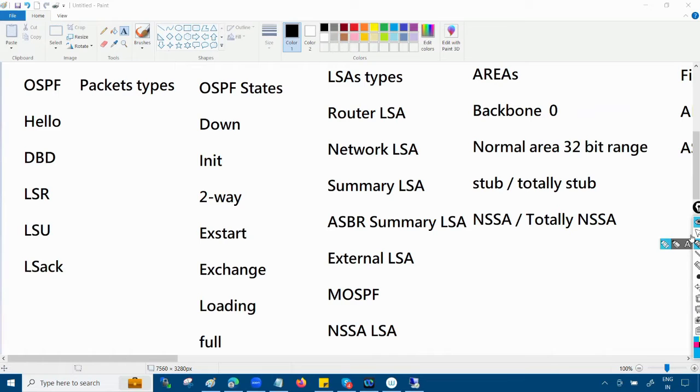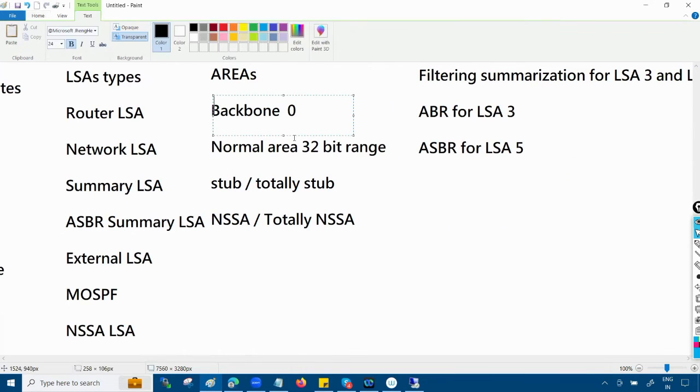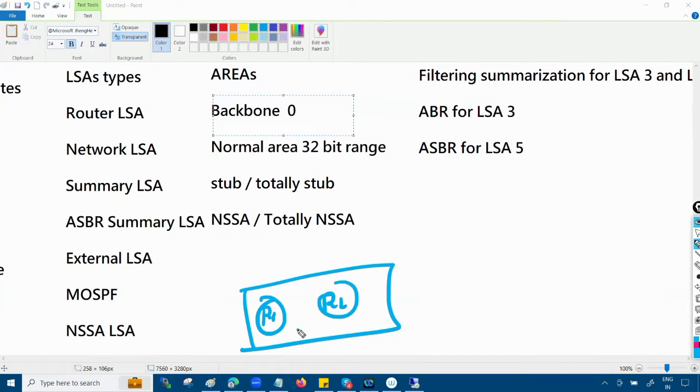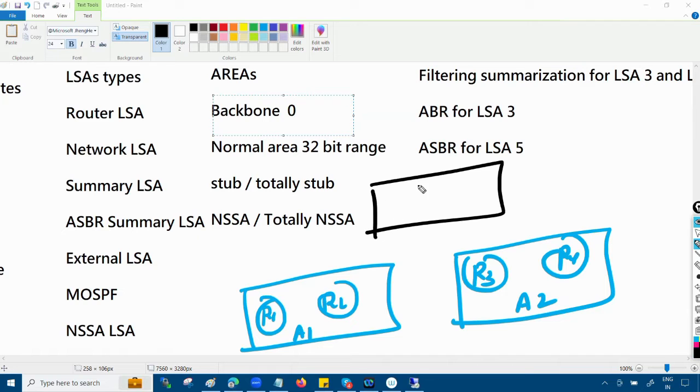Now, again, if I come to the area part, in the areas, what happened? We have a backbone area. It means that area 0 must be there in your network. For example, this is my router number 1, this is my router number 2, and this is area number 1, and we have router number 3 and router number 4, and this is area number 2. You cannot provide communication between these two areas. You need to have an area 0. That's my R6 and R7. Through this area 0, I can provide the communication between the two different areas.